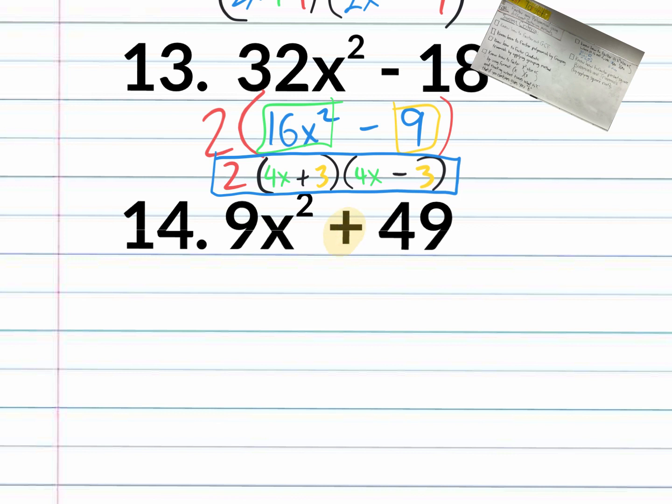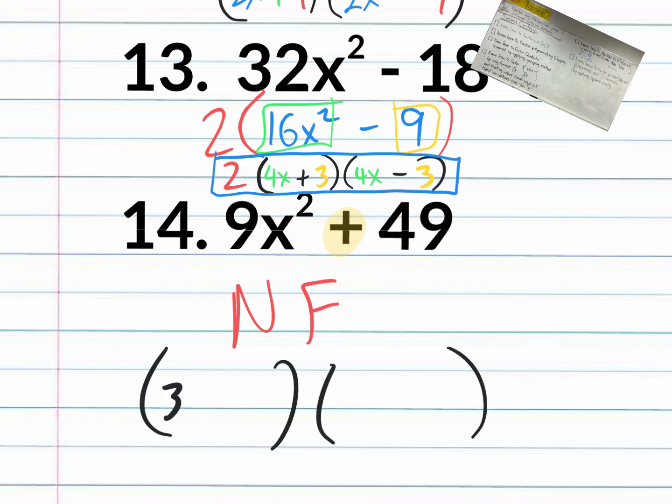There is no way that you're going to be able to factor this. This is simply not factorable. So you can put NF, you can put prime, you can put not factorable, but you cannot factor this. Like, let's say you said, oh, I'm going to square root it, get a 3x, and the square root of 49 is 7, 3x and 7.